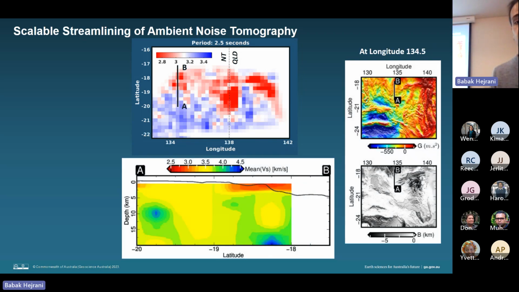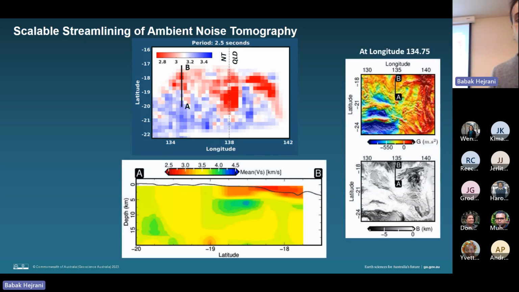Moving to the right, again, that low velocity structure is still there. Moving further to the right, again, that low velocity structure is quite persistent, down to maybe 5 kilometers. So to me, this is a sort of full validation that we can automate and streamline ambient noise tomography.